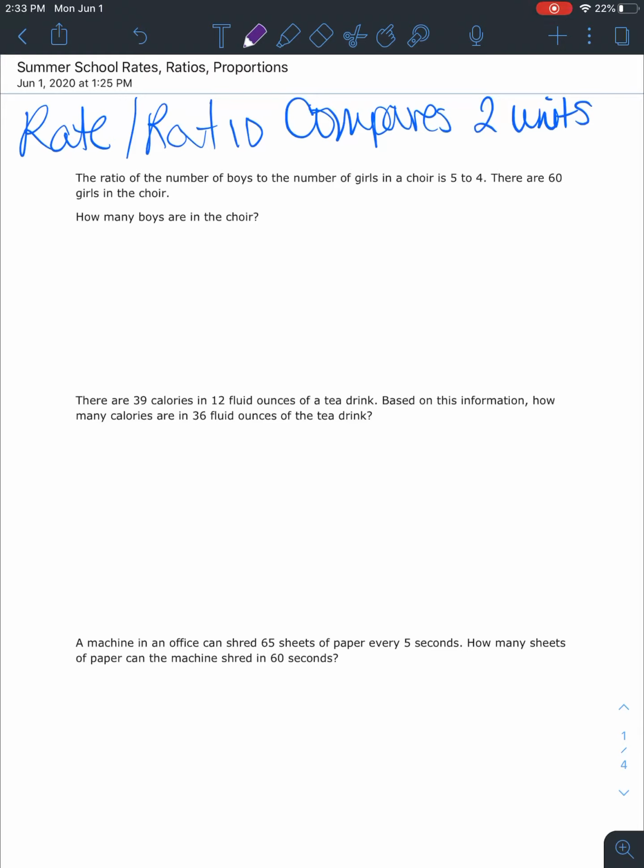It says the ratio of the number of boys to the number of girls in choir is 5 to 4. So we're comparing boys to girls, and it says that it's 5 to 4. So that would be the ratio. Now, it's giving us this extra information: there are 60 girls in the choir, so how many boys?